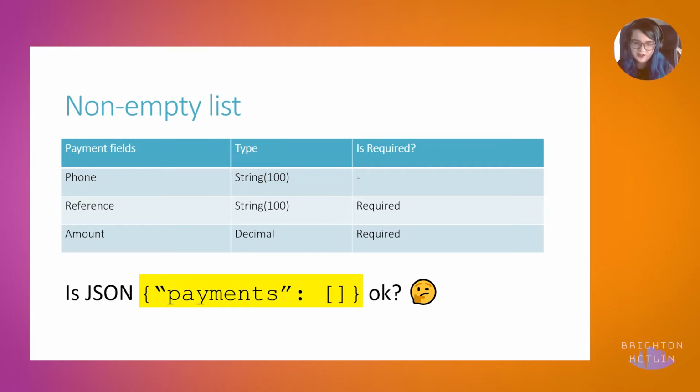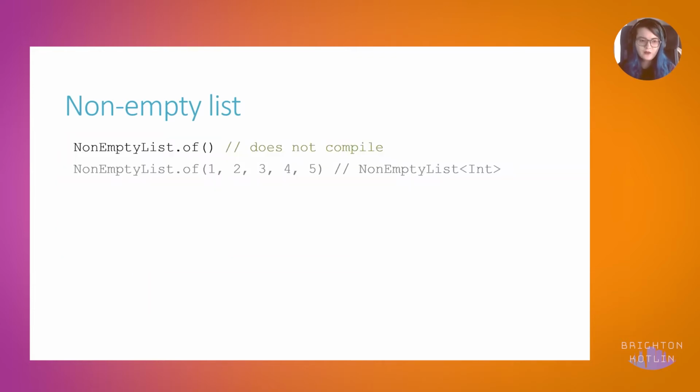From the software engineering standpoint, well, sure, why not? An empty array and an empty list is just a regular list, just empty. So sure, why not? But to be honest, from the domain and business standpoint, that doesn't really make sense. So we can restrict it using nonEmptyListOf. nonEmptyListOf is pretty straightforward. If you pass no arguments to its constructor, it just won't compile. In case you pass something, it will work just fine.